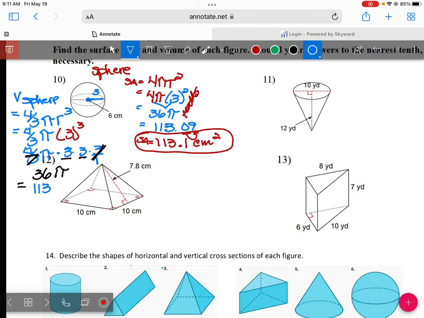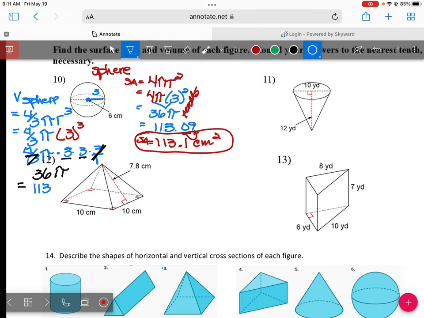So what's weird is that both the surface area and the volume of this sphere are exactly the same answer, except one is squared and one is cubed. Isn't that weird? No. It's weird. It is weird. All right. Any questions on that one? Nope. Let's go to the cone.